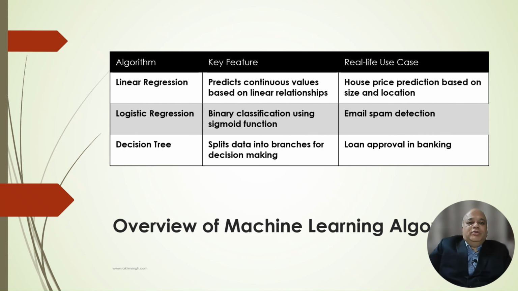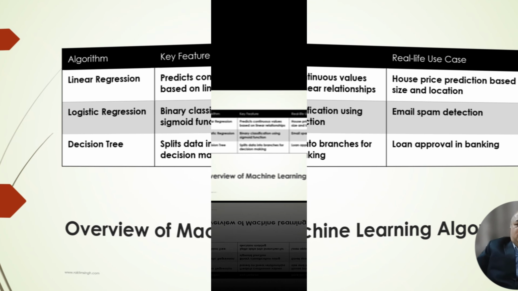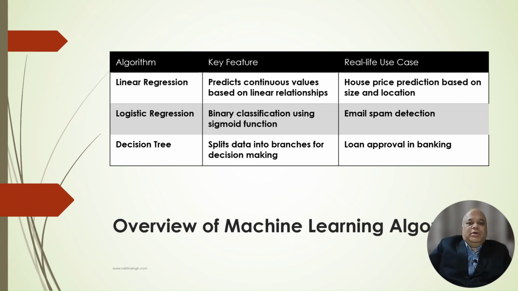If you want some examples, linear regression, as the name suggests, predicts continuous values based on a linear relation. It means, say, house price prediction based on the size and location. So if 1,000 square feet costs you, whatever, $1 million, then 10,000 square feet will be $10 million, something like that. Logistic regression, with the help of the sigmoid function, is binary, like yes or no. For example, is an email spam or not.